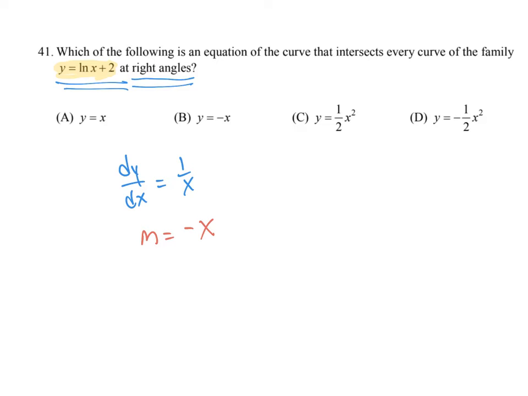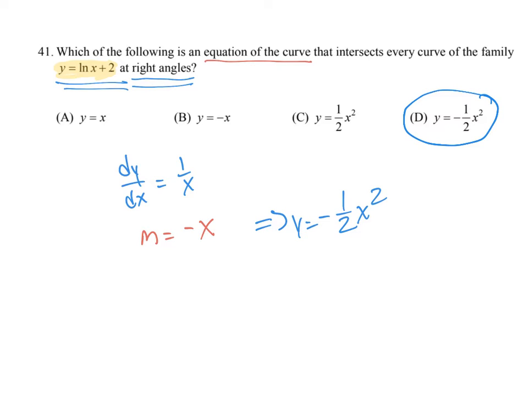And then we are looking for the equation of the curve that intersects every curve. So this is the slope. To get backwards to the original function, we have to do the antiderivative. The antiderivative of negative x is negative 1/2 x squared. And that will be the equation for the function. And as you can see here, that's letter D.